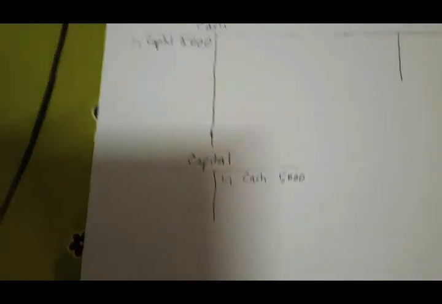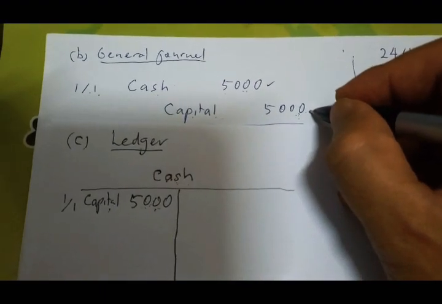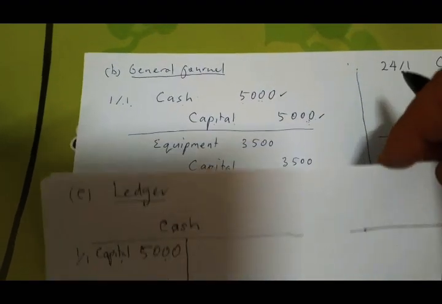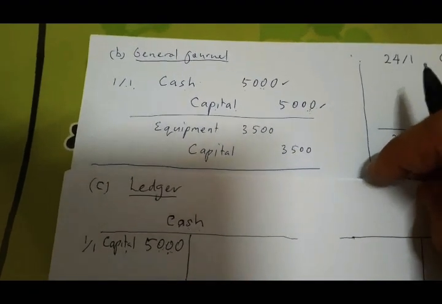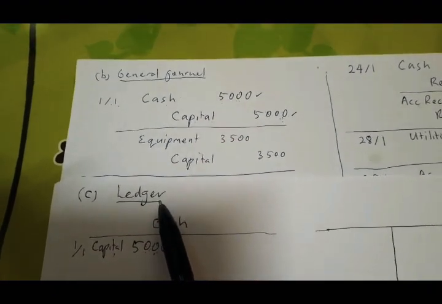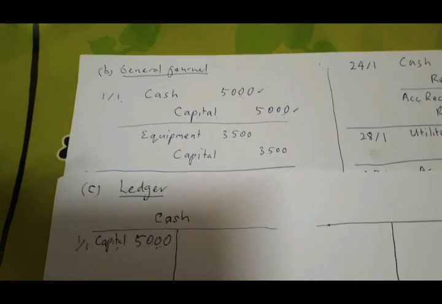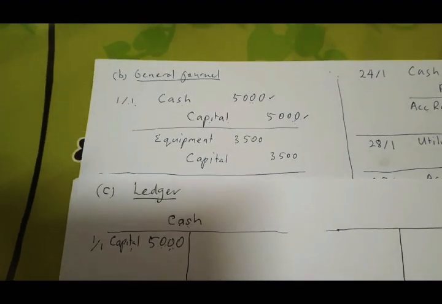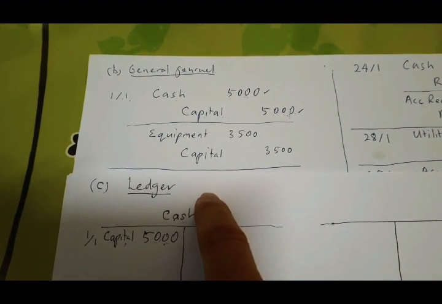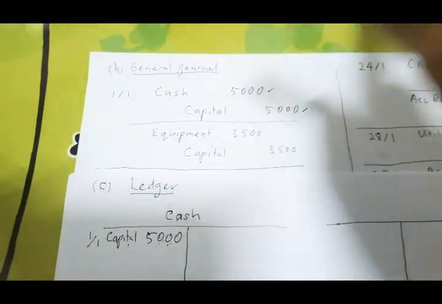So you have done the journal entries on the 1st of January. That's it. What is the next thing? When you want to prepare the ledger, you only have to refer to the journal. You don't have to refer to the business transaction. It means that when you do step 3 in the accounting cycle, you have to refer to step 2. You don't have to refer to step 1 for the transaction.